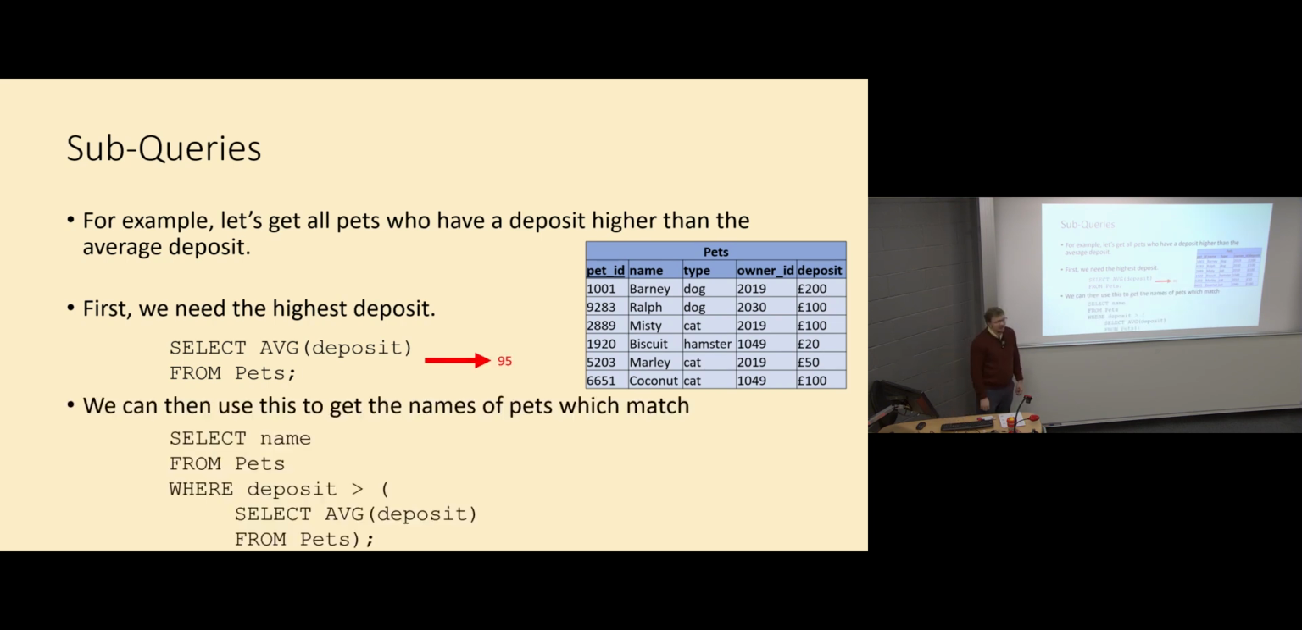We can then use this in what's called a subquery. So in this case, we want to select the name of all pets, so select name from pets. Then we have a where clause, where their deposit is greater than, and then our subquery here. So that query I've just put here. So anything that's returned from this query is going to be used in this statement here. And here we're going to get Barney, Ralph, Misty, and Coconut. The top two are my actual dogs. The other two, I have no idea.